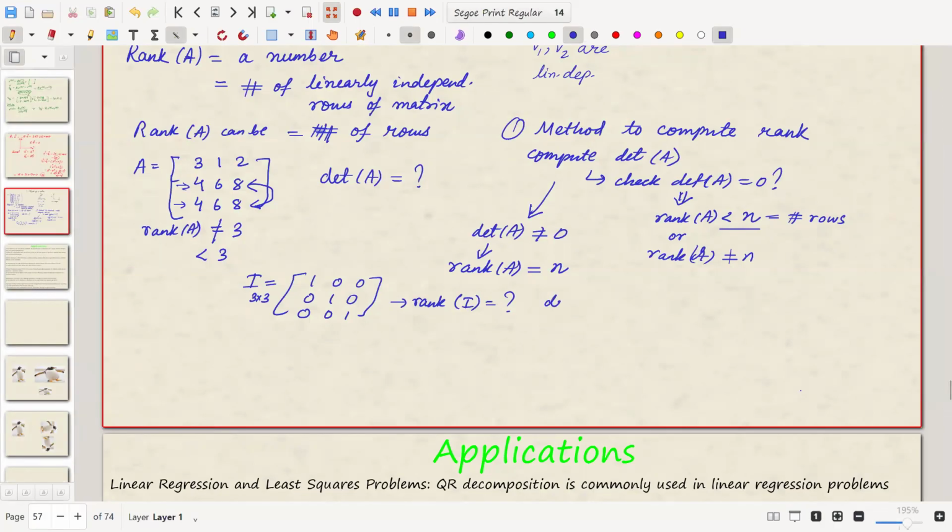Okay. So what's the first thing you do? Compute the determinant. What is the determinant of this matrix? 1 times 1 times 1. Yes. It is not 0. So rank of I should be equal to the number of rows, because the number of linearly independent rows is 3. So it is equal to the number of rows.